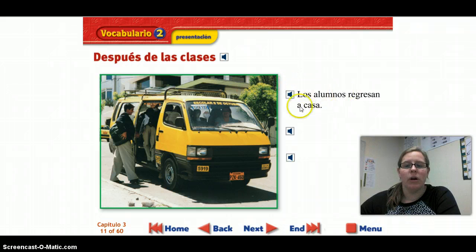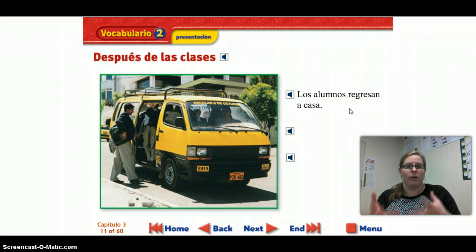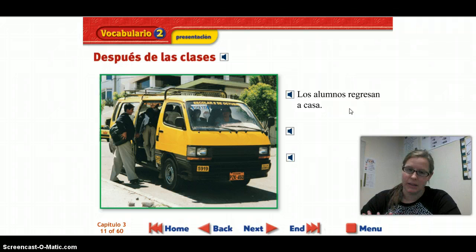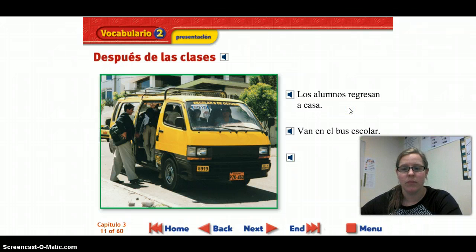We have los alumnos regresan a casa. Regresar is one of the verbs for this chapter. Now, we know it's conjugated that way because of los alumnos, because it's they, or ellos. So, regresar looks kind of like regress. So, regresar means to return. And if we looked at this, regresan a casa, we could see that this sounds goofy to us. The students return to house. But really what the message is the students return home. Or the students go back home. Okay? So after class, they go home.